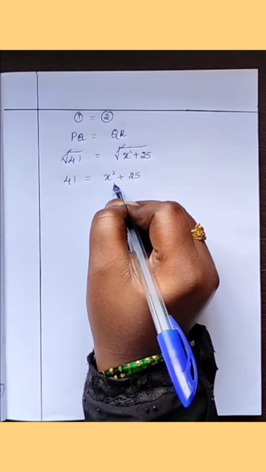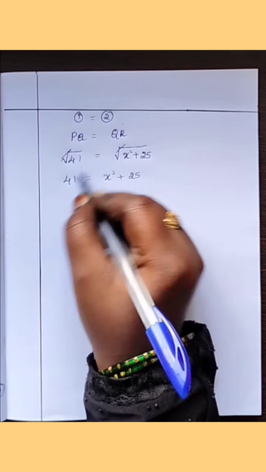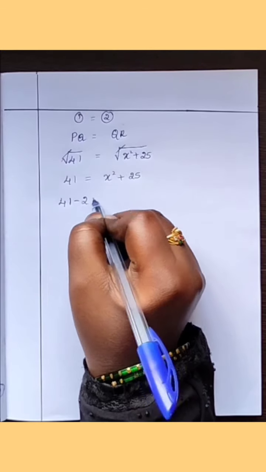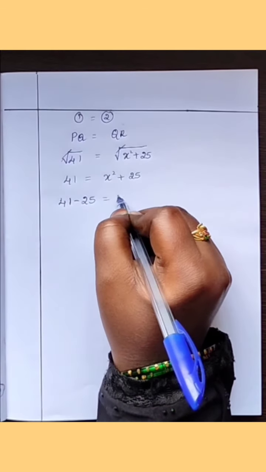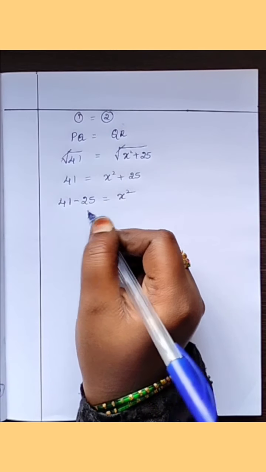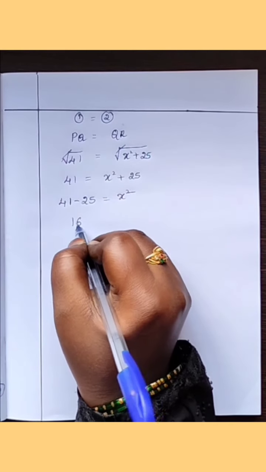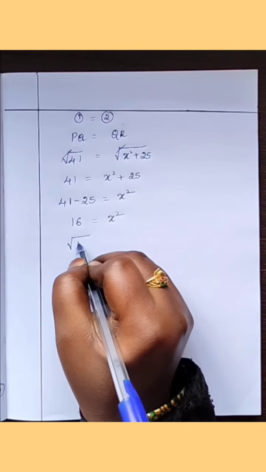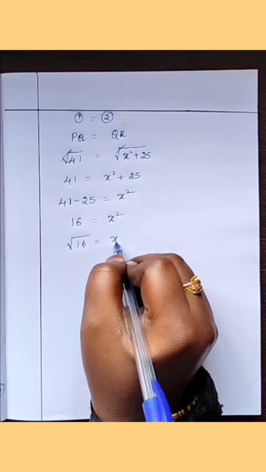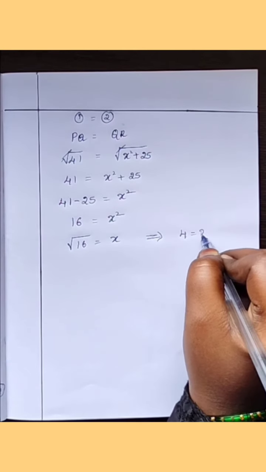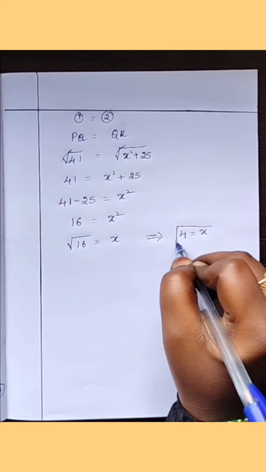Now what do we have to find? We have to find the value of x. So send this 25 to this side, it will become minus 25. 41 minus 25 equal to x square. Subtract this: 41 minus 25, how much do you get? You get 16. 16 equal to x square. Root 16 equal to x. Then what is the value of x? 16 is a perfect square, root of 16 is 4. Then x value is 4.